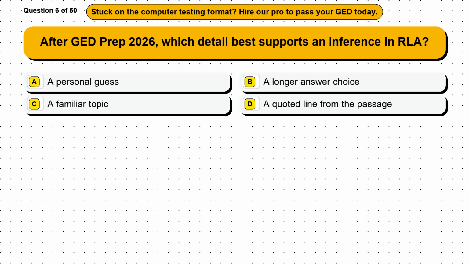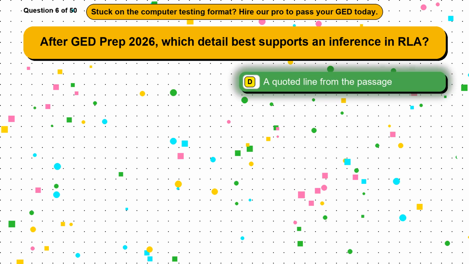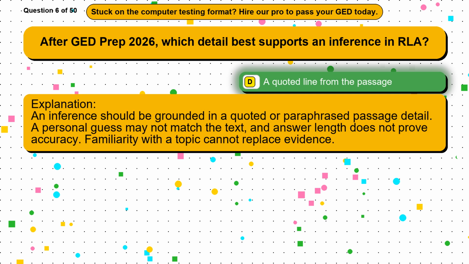Question 6. After GED Prep 2026, which detail best supports an inference in RLA? Option A. A personal guess. Option B. A longer answer choice. Option C. A familiar topic. Option D. A quoted line from the passage. The correct answer is option D. A quoted line from the passage. An inference should be grounded in a quoted or paraphrased passage detail. A personal guess may not match the text, and answer length does not prove accuracy. Familiarity with the topic cannot replace evidence.